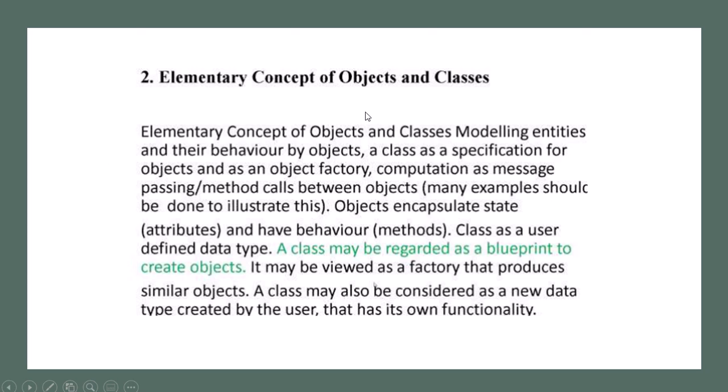Second chapter, elementary concepts. We'll be learning about class, how to define a class, how to create an object, message passing, object factory, method calls, and you'll be learning about attributes and behavior, class is a user-defined type, and factory that produces similar objects, and all this will be in the second chapter.